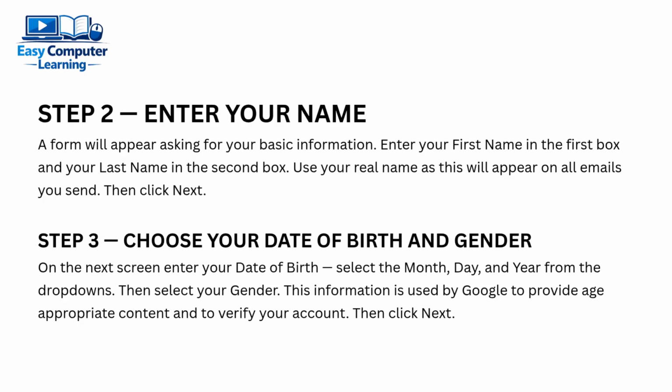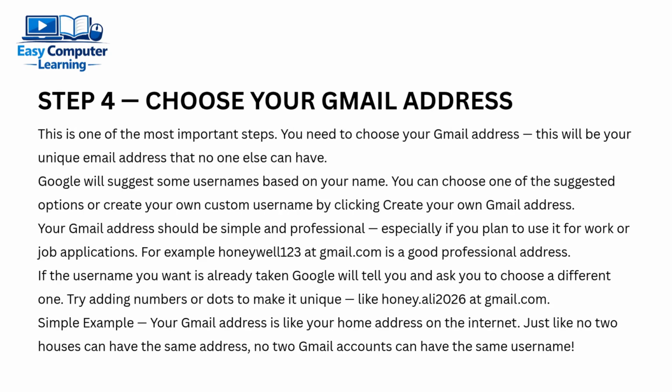Step 3. Choose your date of birth and gender. On the next screen, enter your date of birth. Select the month, day, and year from the drop-downs. Then select your gender. This information is used by Google to provide age-appropriate content and to verify your account. Then click Next.